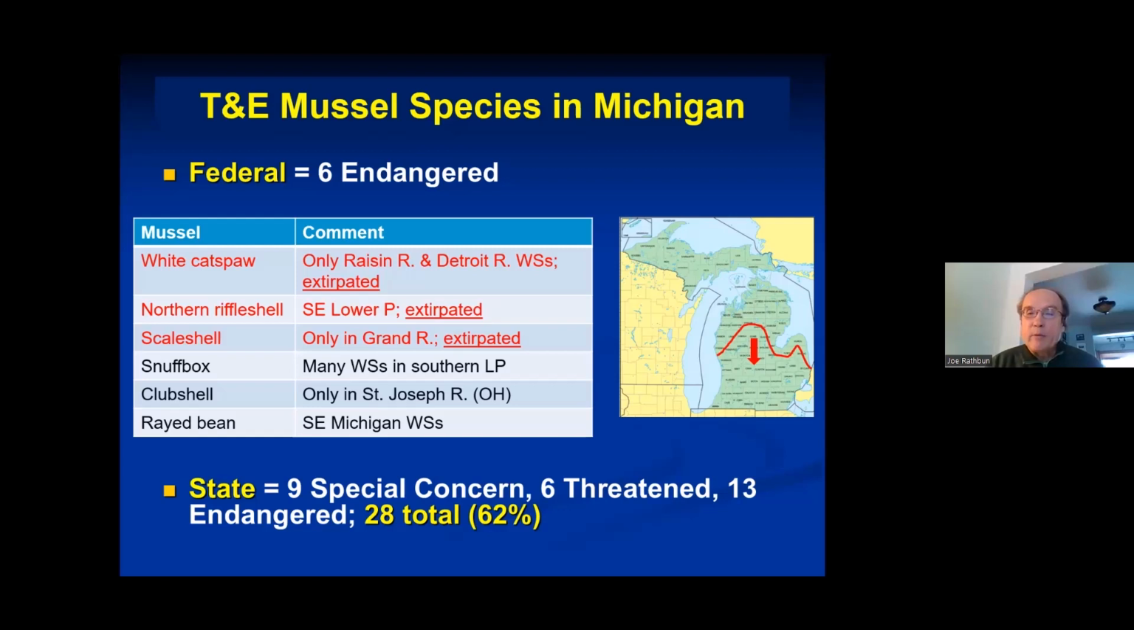That little map on the right shows its range from that red line to the south, at least its historic range. The state, we have a larger list. Over 60% of the species in the state are on the list in some way or another, mostly special concern and threatened.